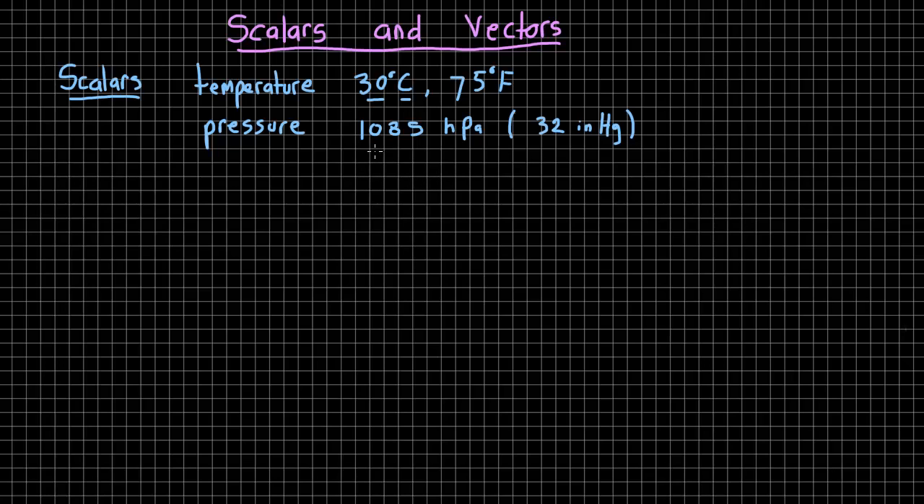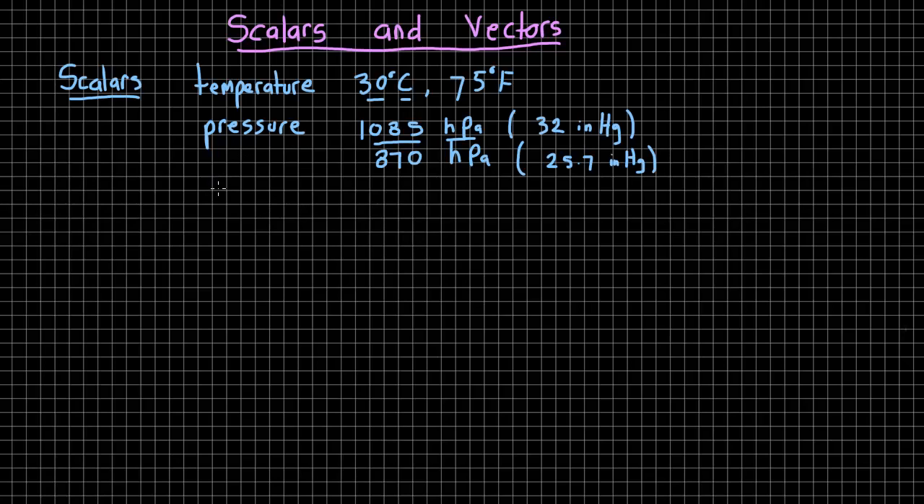That's a high pressure. A very low pressure, one of the lowest pressures recorded not in a tornado situation, was about 870 hectopascals. Again, don't worry about this unit, and in some parts of the world this would be the equivalent to 25.7 inches of mercury. So again, we've got a quantity, an amount, 1085, and a unit, hectopascals, or inches of mercury.